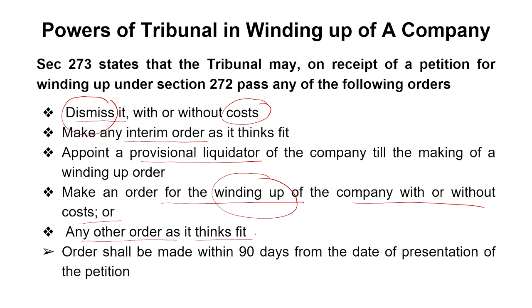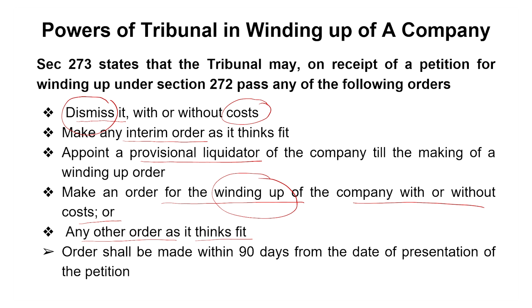Any other order as it thinks fit. So, that is the discretionary power in the hands of the tribunal. The tribunal may pass any other order also as it finds fit according to circumstances. There is not a list we provided to the tribunal, that you only pass these orders. We provide some discretionary power to the courts and tribunals. They apply this power according to the demand of circumstances. So, if they face any situation, they may pass the order according to the situation. Order shall be made within 90 days from the date of presentation of the petition. Basically, the beauty of this entire section is that the time frame is given.